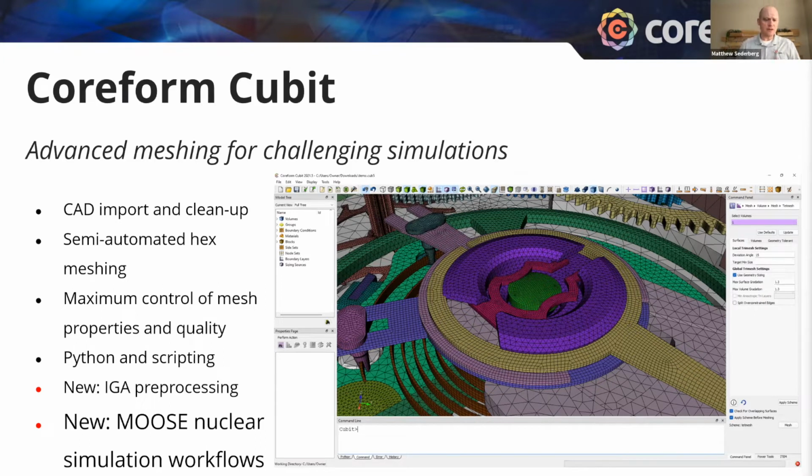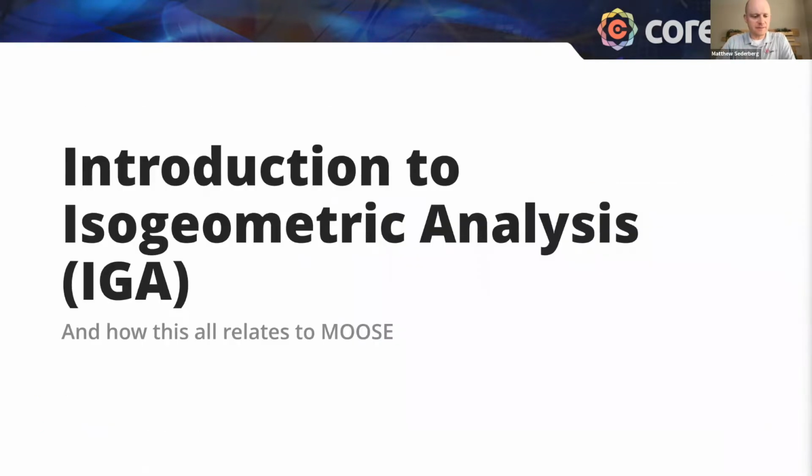First of all, we assume that all of you are familiar with Coreform Cubit, but if you're not, it's one of the best hex meshing software in the world, often used for advanced meshing for challenging simulations. It has a lot of functionality for CAD import and cleanup, hex meshing, and a lot of Python scripting. We've recently added capabilities for isogeometric analysis pre-processing as well. Some of those are what will support the Moose nuclear simulation workflows, and that's what we'll be introducing more today. So with that, I'll turn the time over to Clint.